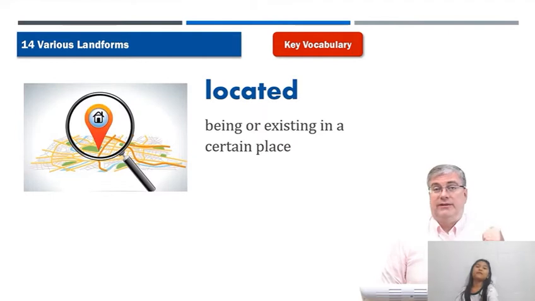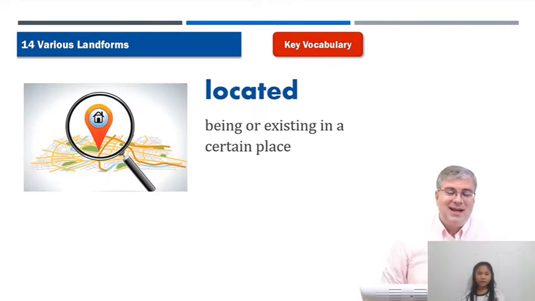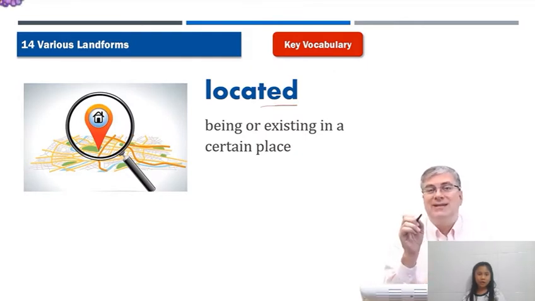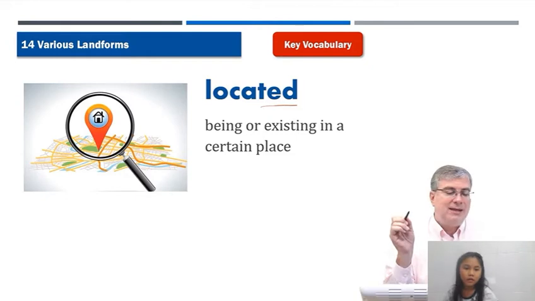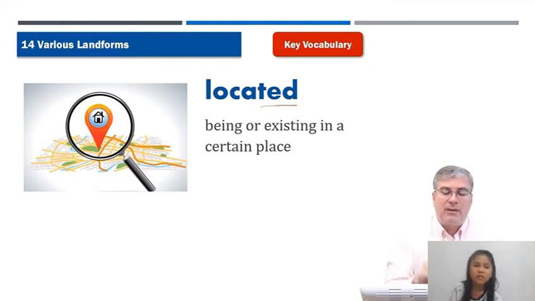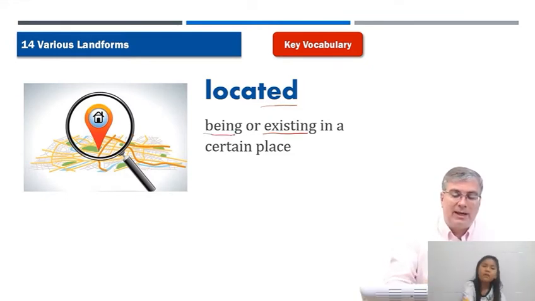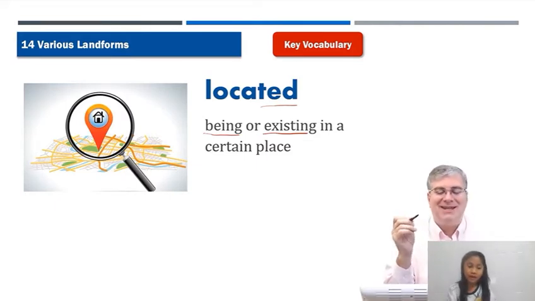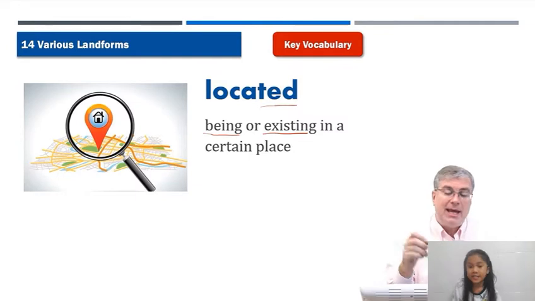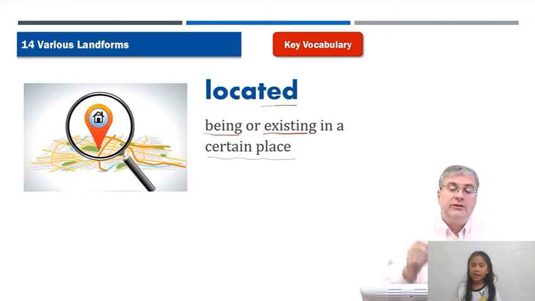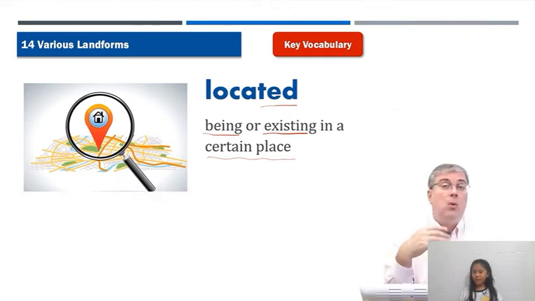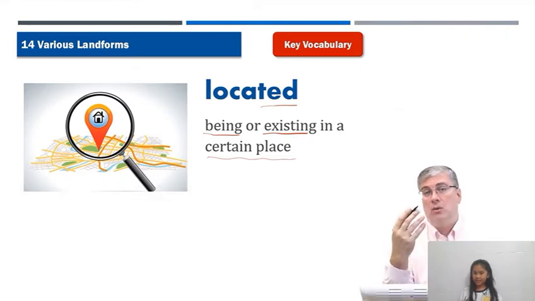Okay, our next word here is located. We've talked about locations, right? And of course, location is a noun. Located means a being or a thing is in a certain place. Maybe your house is located next to your school, right? We can say located. That means that something is not right here. It is located in this place.